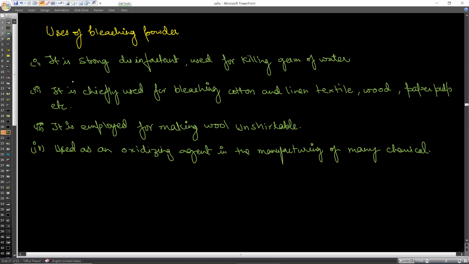So there are two things you need to remember about bleaching powder. It has a strong smell of chlorine. Sometimes a question comes about a compound X which has a very strong smell of chlorine, so you must remember that it is bleaching powder. And second, if they ask about a compound X which is used for killing germs, as a disinfectant, you must remember that we are talking about bleaching powder.